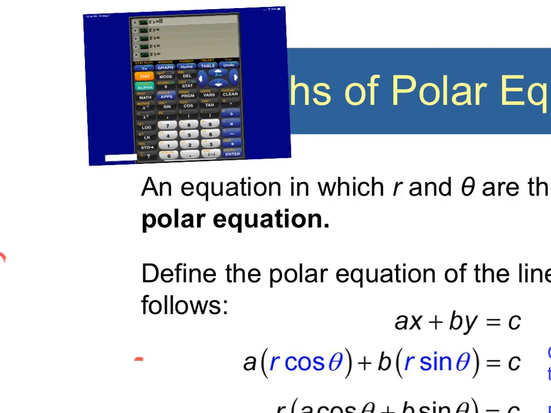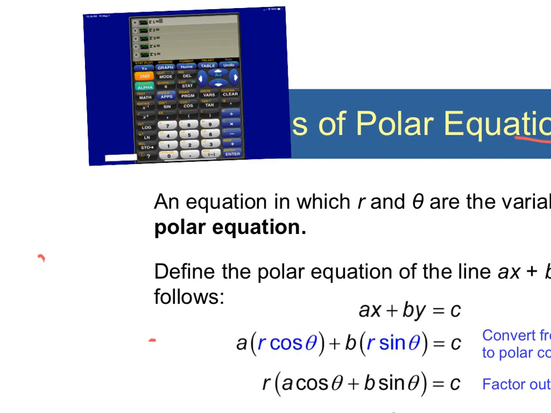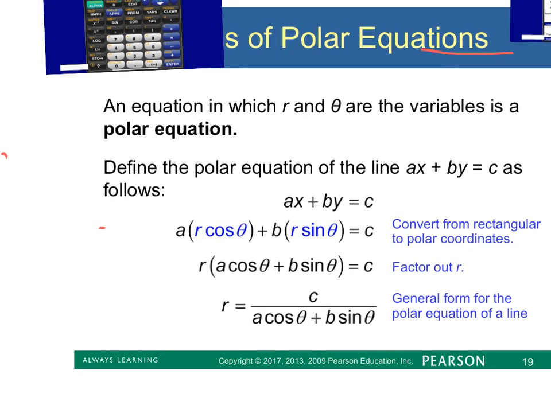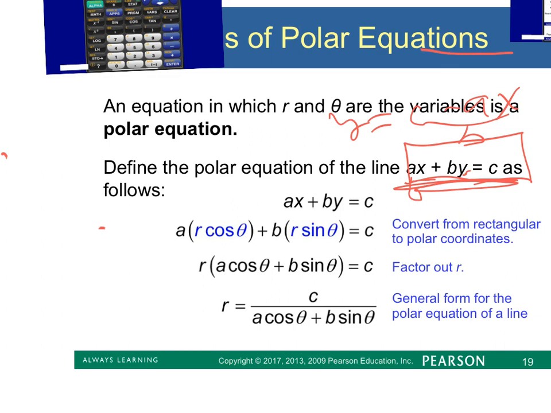And so the first equation that he wants us to look at is, this is generic. He wants us to graph a line in polar. So take any equation of a line. You could solve this for y if you want. C minus ax, all divided by b. It doesn't really matter.